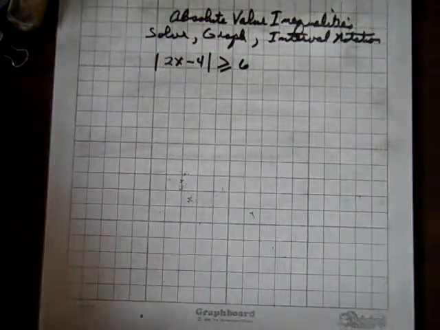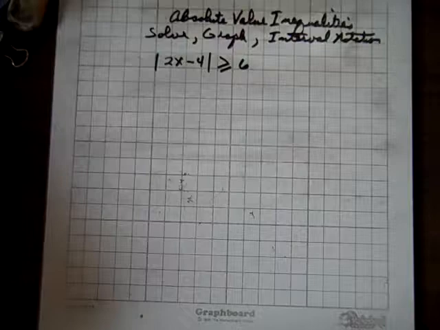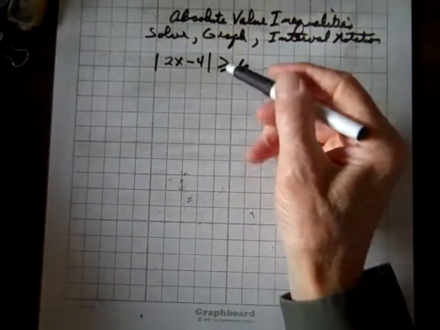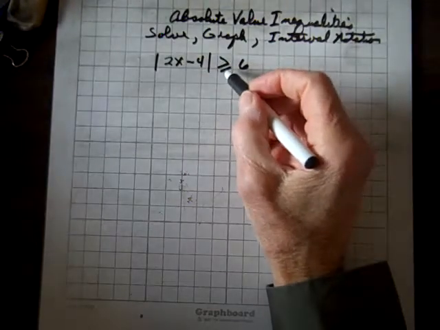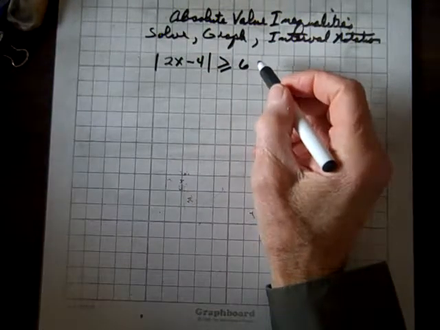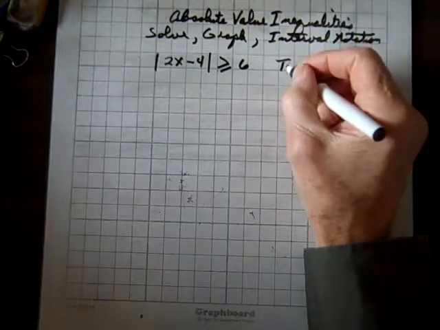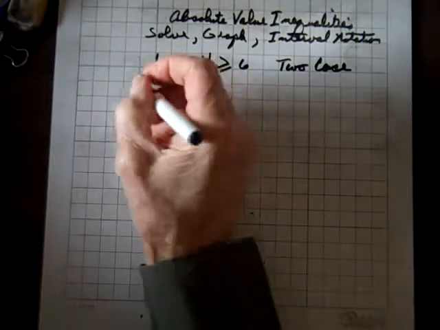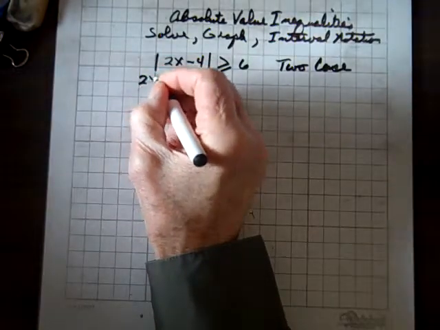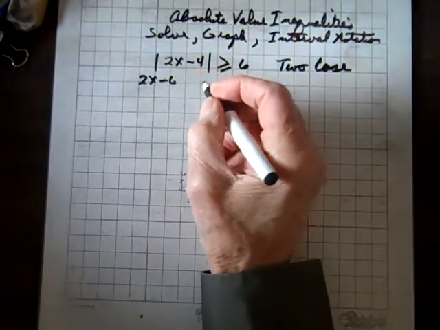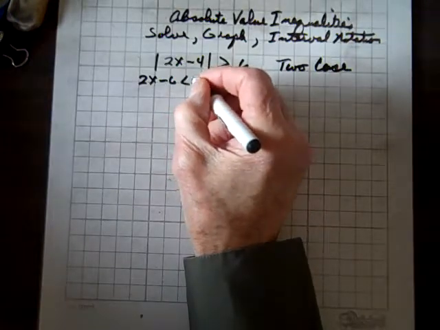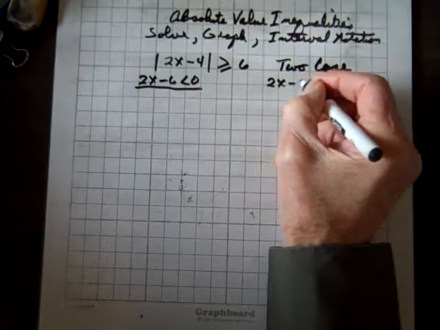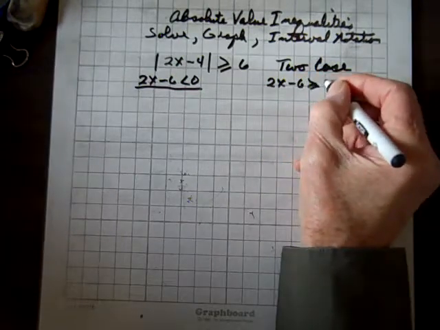Well, now we have another absolute value inequality to deal with. And because the orientation of the inequality is pointing to the right, we have to use the two cases. And so one of the cases is 2x minus 6 is less than 0. The other case is 2x minus 6 is greater than or equal to 0.